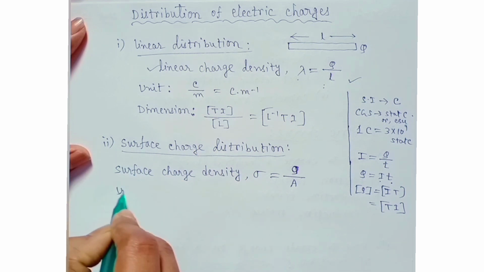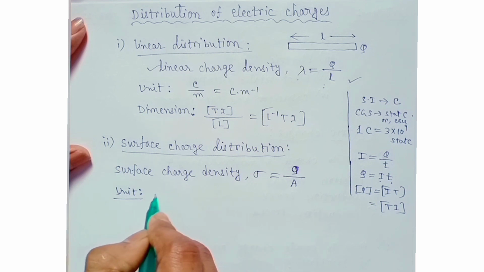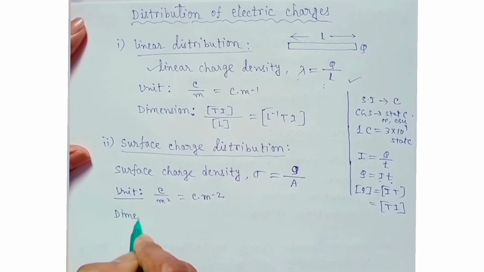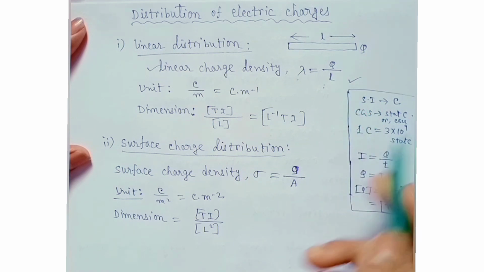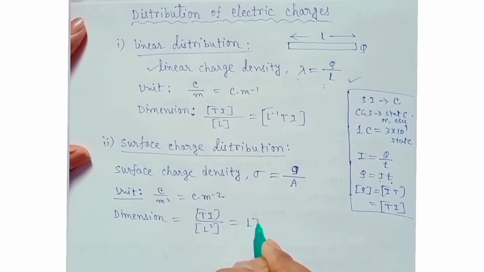So let's find its unit and dimension. The surface charge density has the unit of coulomb per meter square. That means coulomb meter to the power minus 2. And it has the dimensional formula as TI divided by L square, because TI is the dimensional formula of electric charge, which was just found. And the surface charge density has the dimensional formula as L to the power minus 2 TI. This is very important.